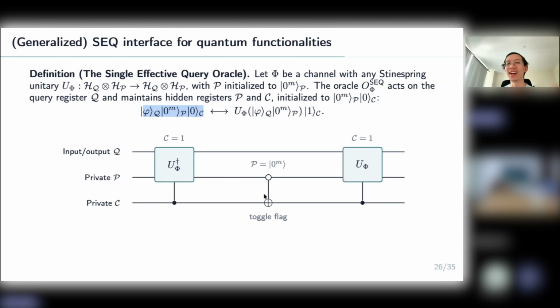In addition, this oracle acts as identity everywhere else. This thing has an efficient quantum circuit implementation, like a three-gate thing that you can very easily implement. The idea is that you query it, you get the output, you query again, you get back the input. But if you try to do something in the middle, hopefully this interface is going to stop you from doing that.